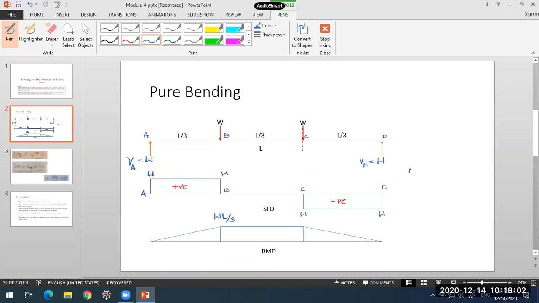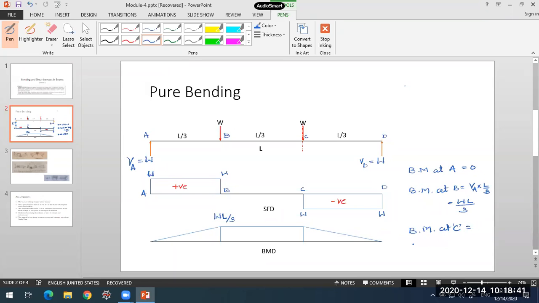So bending moment at A will be 0. That is one thing. Bending moment at B will be VA into L by 3, which is WL by 3 over here. Plus, because it is left side clockwise moment. Don't forget these sign conventions. And then the bending moment we want at the next point is at C.